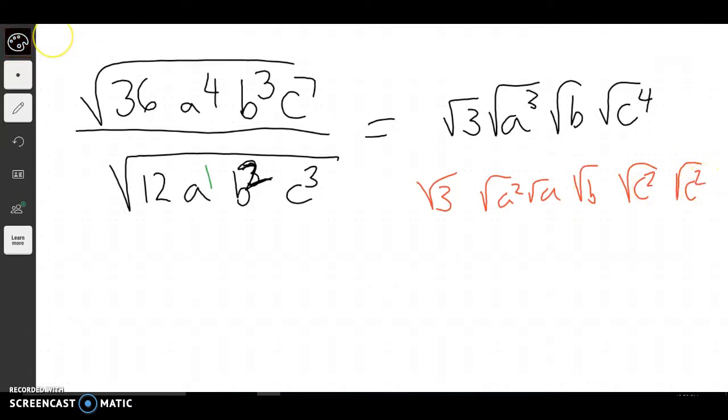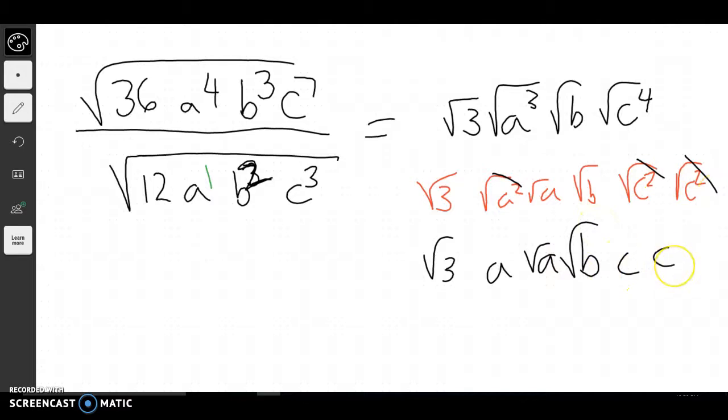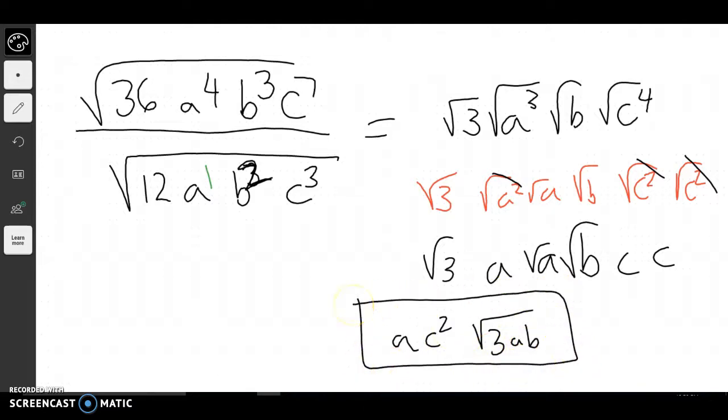Now we'll try to reduce this as much as possible. That one stays the same. Well, those cancel, and that just gives me a. That's a radical a. That's a radical b. Those cancel, and I get c. Those cancel, and I get c. Now I'm just going to rearrange everything to make it a little bit nicer. So I'm going to get a c squared radical 3ab. And that would be my final answer.